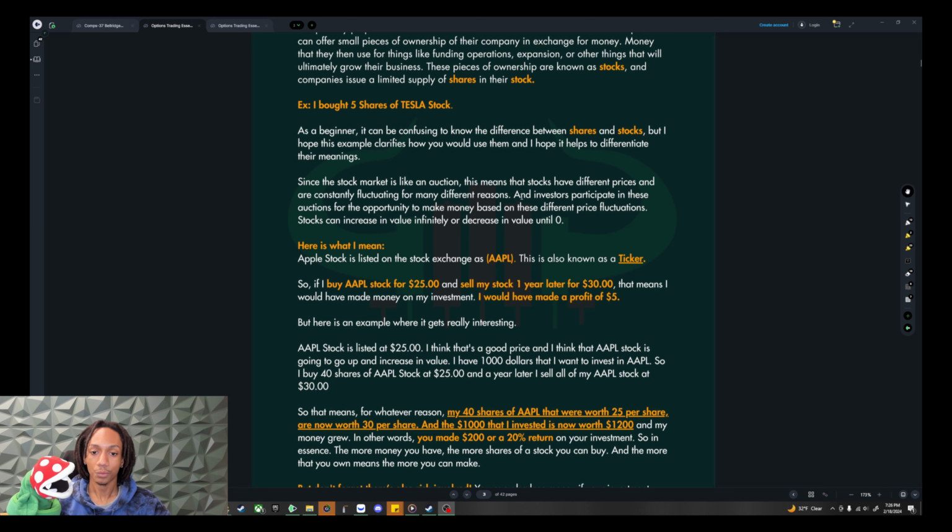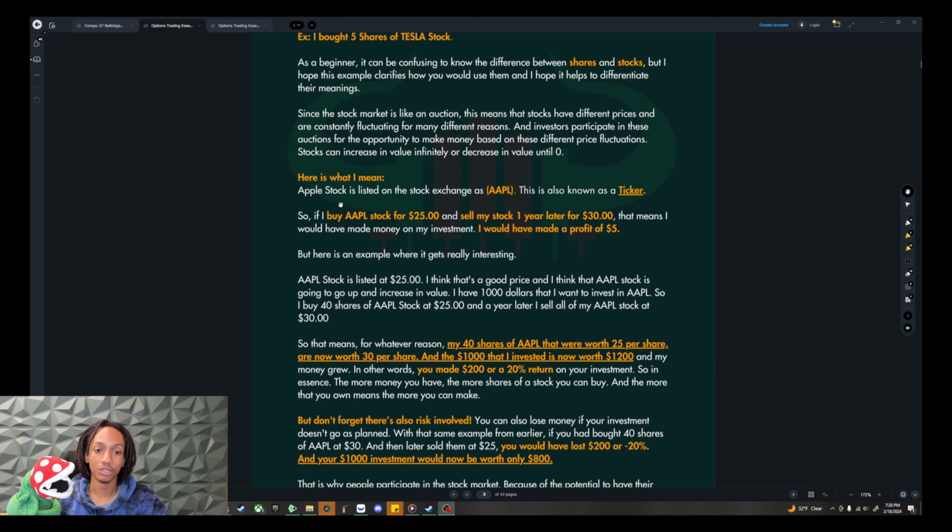When investors or people like me and you participate in these auctions, we're doing it because there's an opportunity to make money. Stocks can increase in value infinitely, or they could decrease until zero. They can only reach zero and become worthless. A stock cannot go negative, but it can always keep going higher and higher.